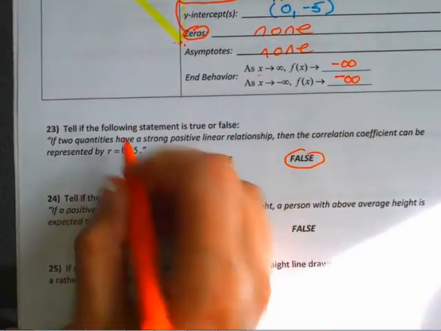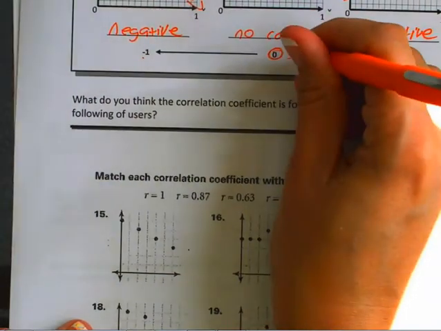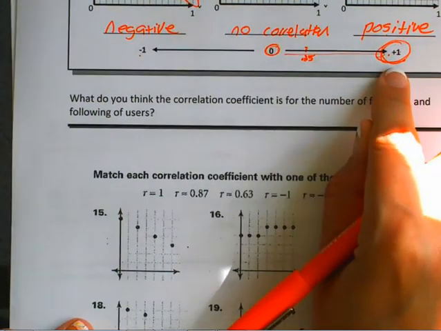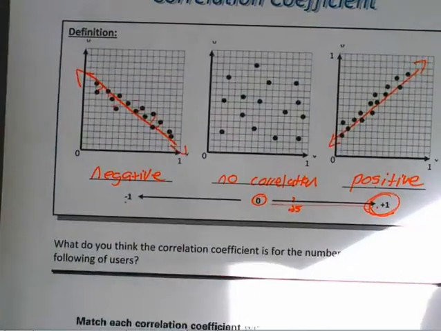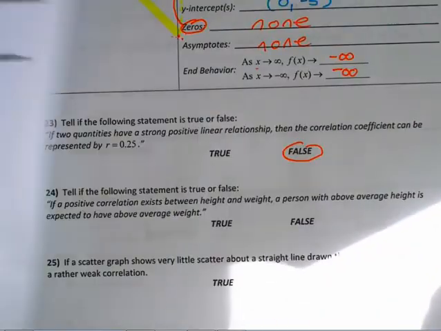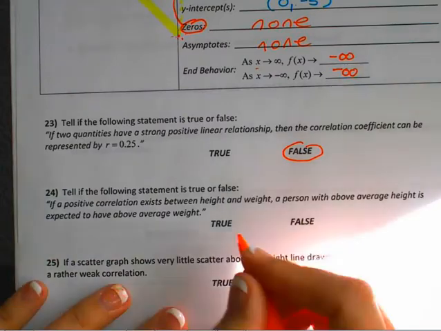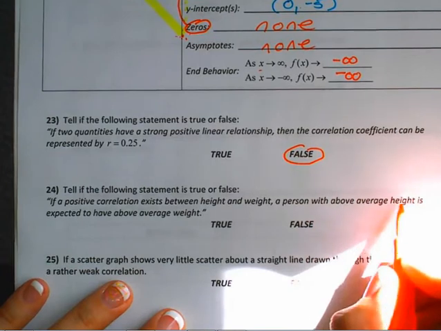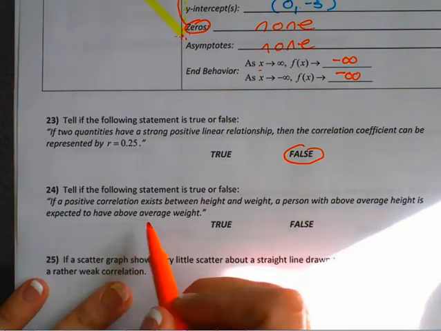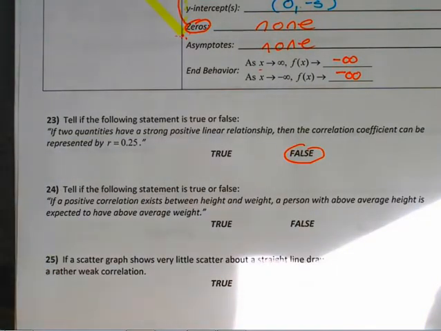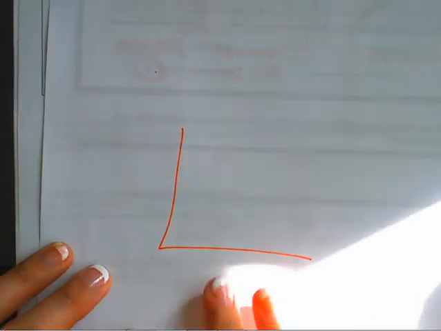Yes, this is positive because it's a +1, but 0.25 is going to be way down here. So that's not strong. That's not close to +1. That's what you need to be thinking about when you are answering these true-false questions. Tell if the following statement is true or false. If a positive correlation exists between height and weight, a person with above average height is expected to have above average weight. Let's talk about what that would look like. It says positive correlation, which means the taller I am, the more I weigh.